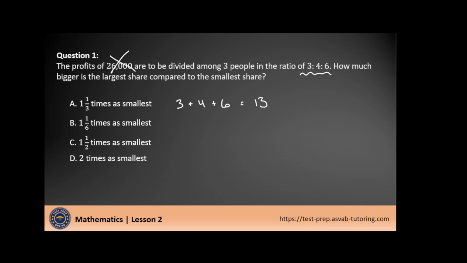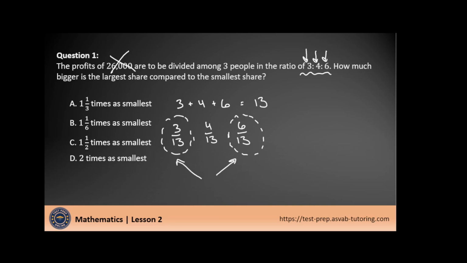Now, if we want to know what each of these is going to be, out of the total, we can do 3 over 13, 4 over 13, and 6 over 13. The smallest share is going to be 3 over 13. The biggest share is going to be 6 over 13. And so the largest share is twice the smallest share, right? 3 out of 13 versus 6 out of 13.